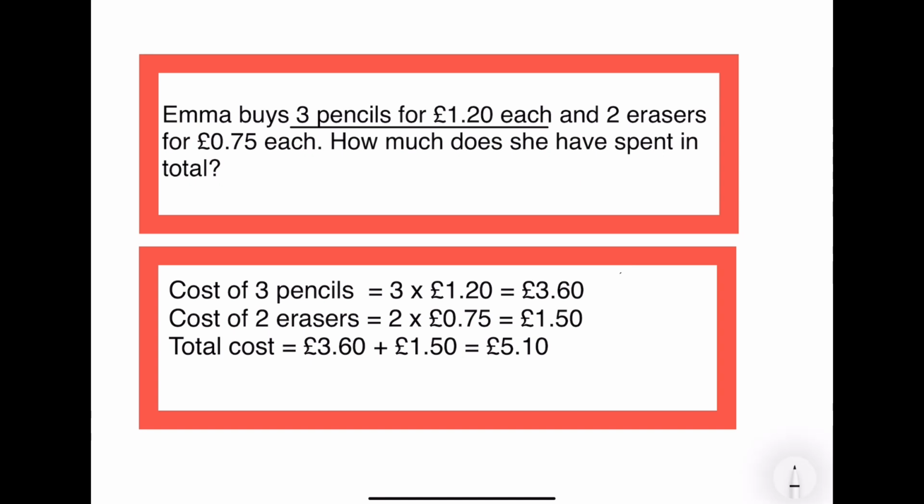And 2 erasers for 75p each. We do 75p times 2. It's 150. So place the point again. Count two digits from the right side and put the point. And we have 3 pound 60 and 1 pound 50. Add them together to get the total cost. So the total cost is 5 pound 10. 5 pound 10 is the answer.